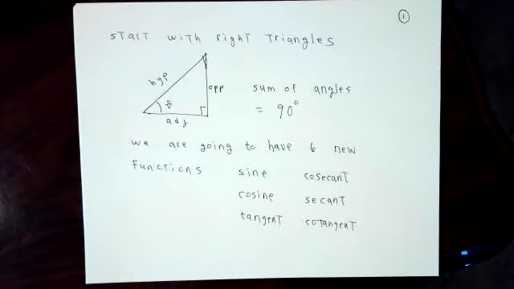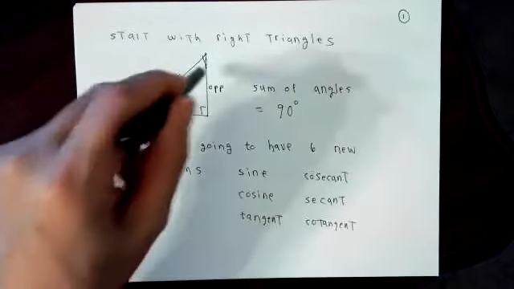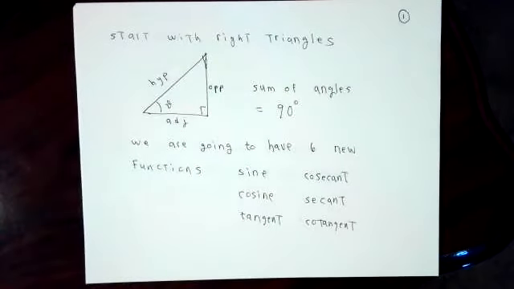So I'm going to think of having one of the two angles that's not the right angle, which I'm going to call Greek letter theta here. Typically, to start with, I'll draw it down in the lower corner. The other angle here, we'll talk about that later. For right now, we're just thinking about angle theta, and we're going to define 6 new functions that depend on what theta is. The names of these functions are sine, cosine, tangent, cosecant, secant, and cotangent. We'll have abbreviations for these things very shortly.